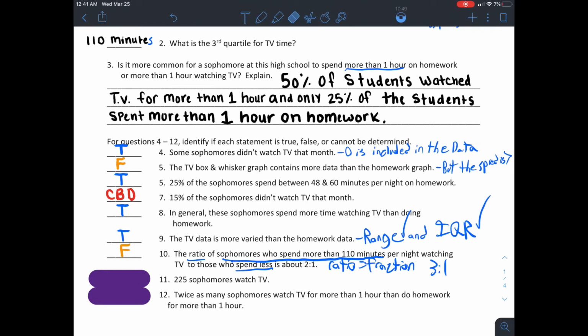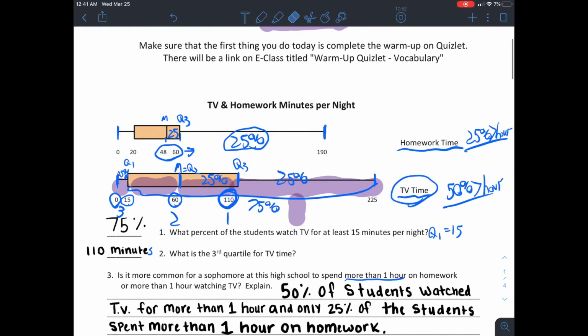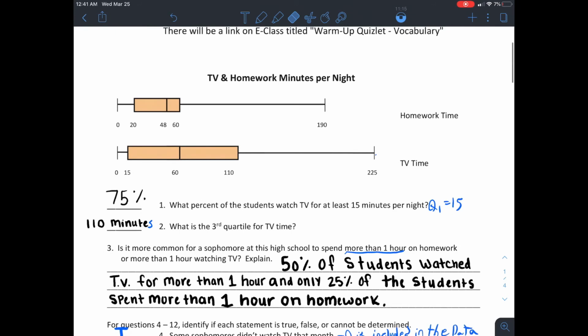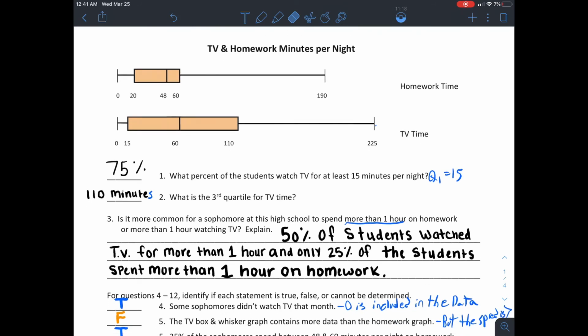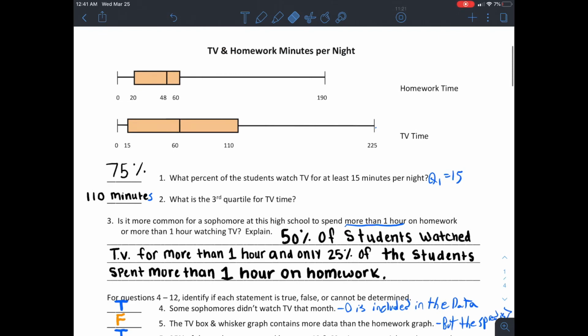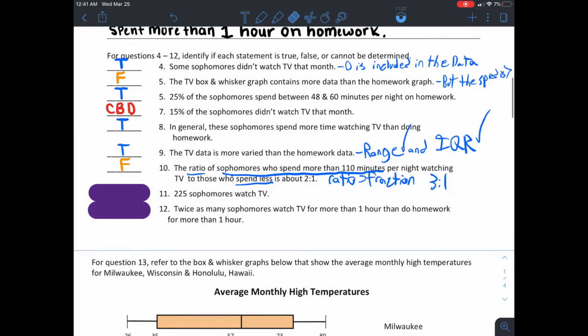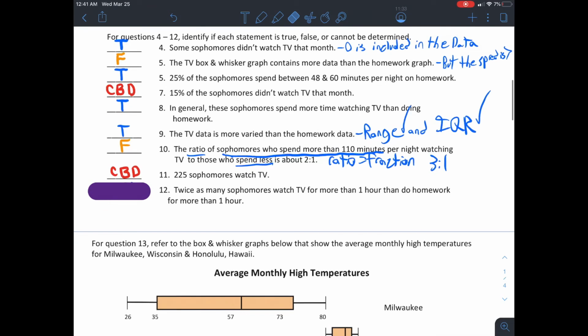Number 11, 225 sophomores watch TV. Does any part of this graph tell us how many students were surveyed? I'll erase everything really quickly so that we can really take a look at it. Does anything about that table or those two box plots tell us how many people were surveyed? No. It just tells me about the minutes. So I'm going to say that that cannot be determined. And that would be correct.